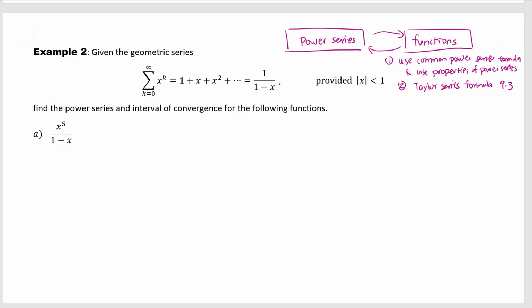Okay, so first, the common power series. We know that 1 over 1 minus x equals this power series, which converges to that. So how about our new function? Let's compare. What's the difference between this and this? Well, it looks like we have an extra factor of x to the 5th. Do you agree? Yes. And now we know this equals the sum of k from 0 to infinity of x to the k. So let's plug it in.